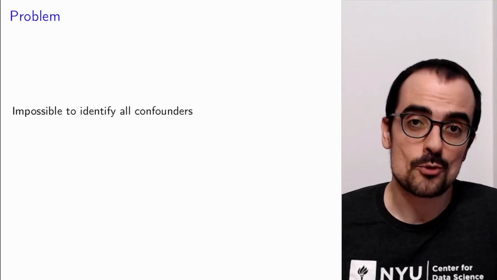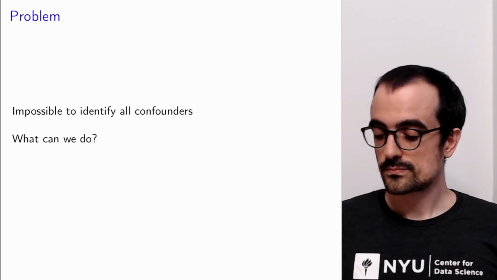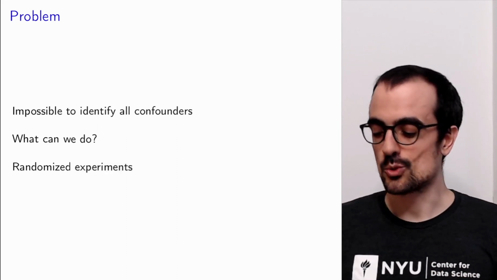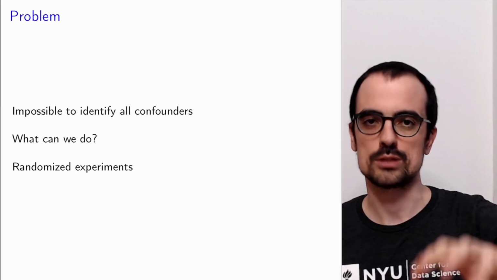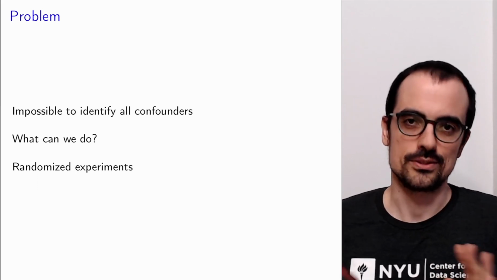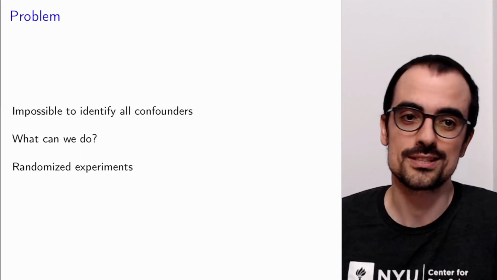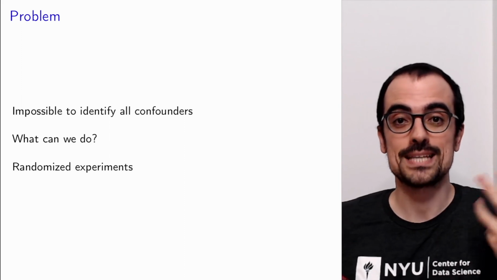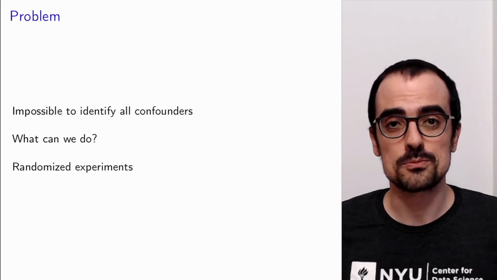So the problem in practice is that it is impossible to identify all confounders. What can we do? Well, if you can, you do a randomized controlled trial, a randomized experiment where the potential outcomes and the treatment are independent. You definitely should do that if you can. If you cannot, you still should adjust for the confounders that you know about, because this will give you a better idea of what is going on, but you cannot guarantee that there might not be other confounders.